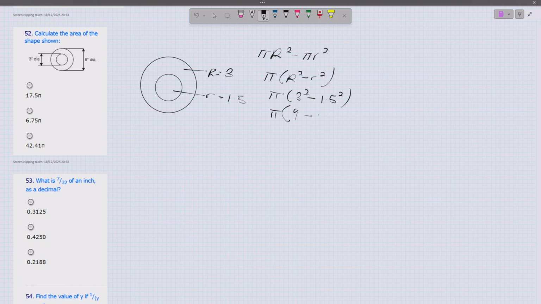That is going to give you pi into 9 minus 2.25, which equals 6.75 pi. So that is the right answer.